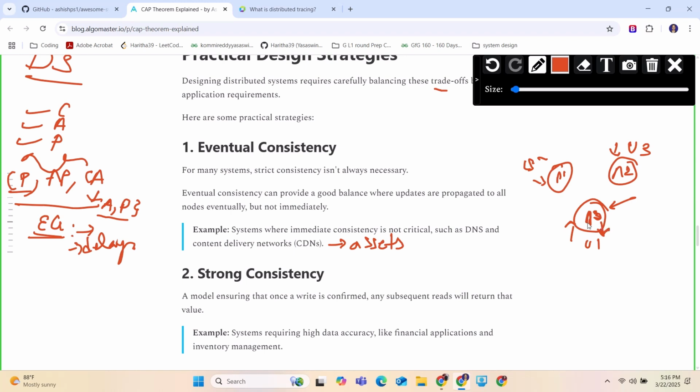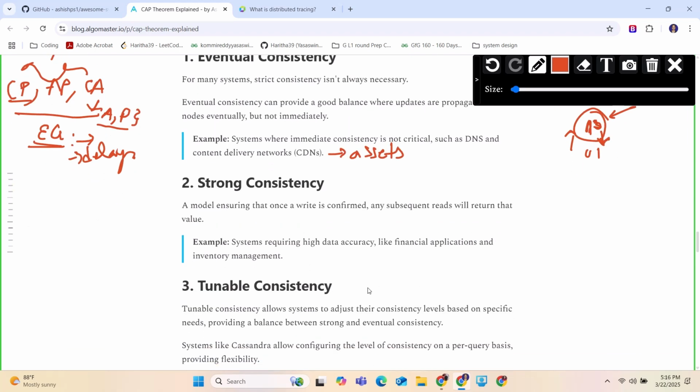Strong consistency: a model ensuring that once a write is confirmed, any subsequent reads will return that value.